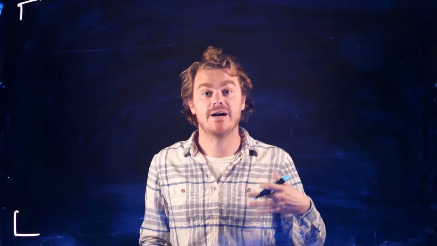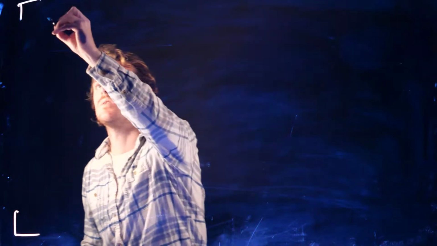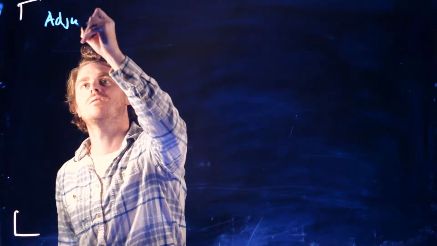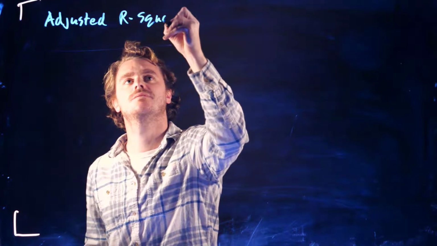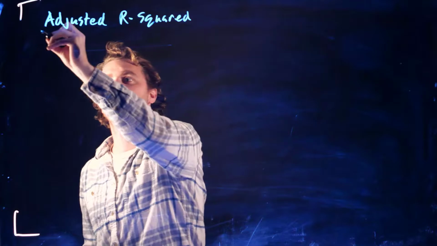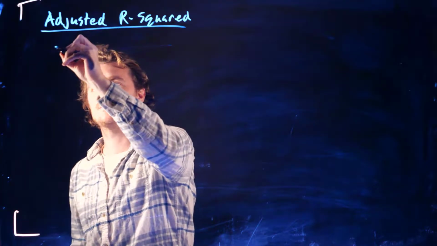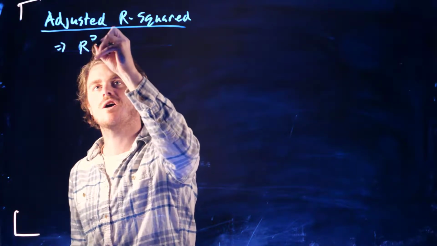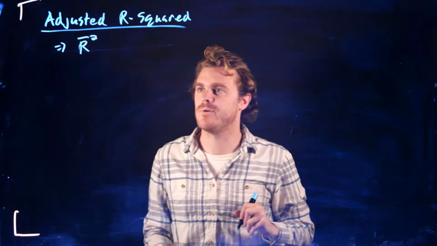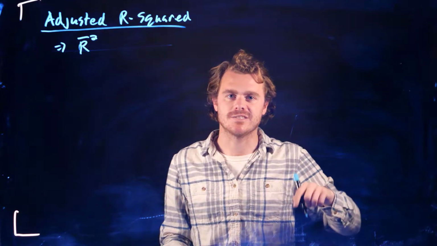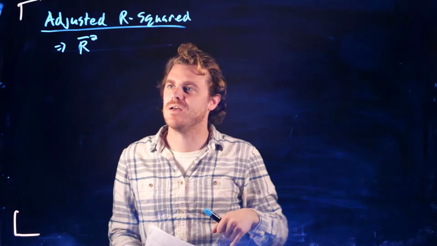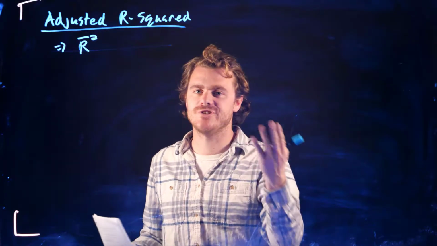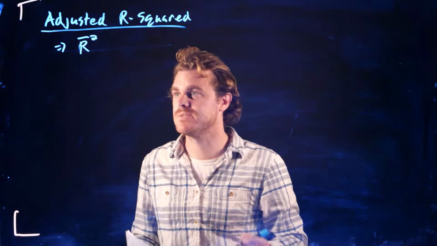So the final topic we're going to talk about in this module is going to be adjusted R-squared. A lot of times we're going to see that noted as R-squared with a bar on top of it. Or in Stata, it just abbreviates adjusted. You'll see it in the top right of our regression results, this adjusted R-squared. So that tells you what it is.